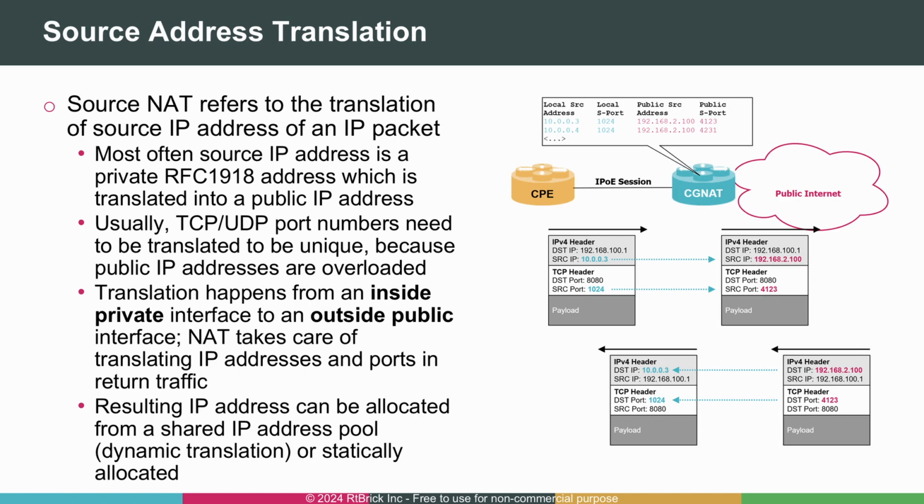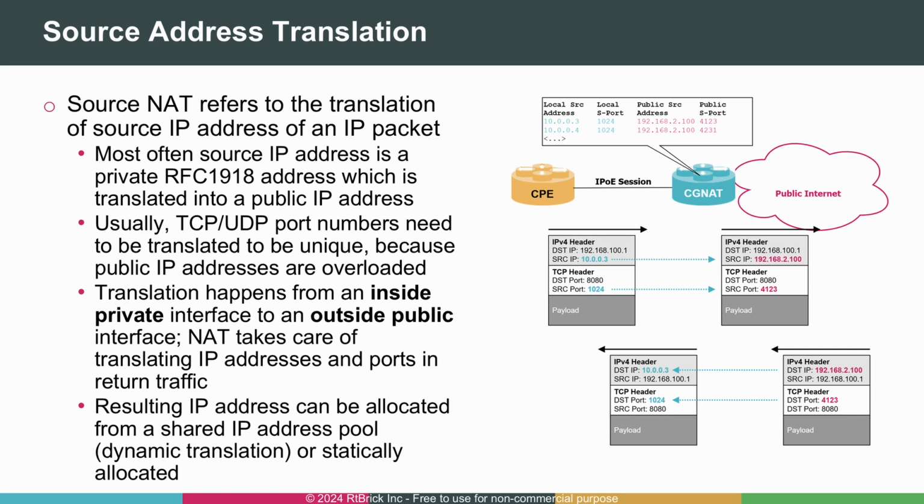Source address translation is a technique that allows multiple devices on a private network to access external networks using a single or limited set of public IP addresses. It modifies the source IP address of outbound packets so they appear to originate from a public IP address. Usually the private network uses IPv4 addresses defined in RFC 1918 because there are more hosts in the network than public IPv4 addresses allocated to the organization.